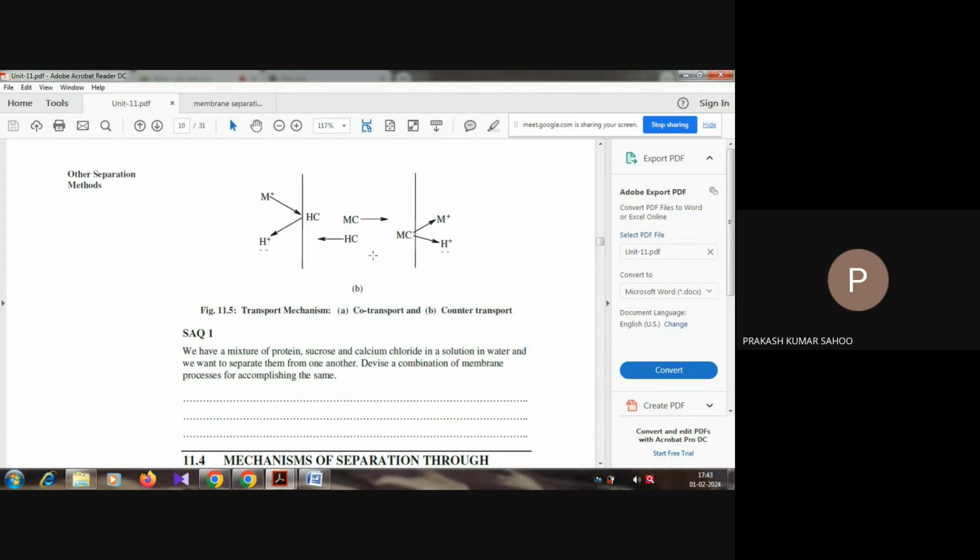So this is co-transport, and this is the counter transport. So in counter transport, what happens? This membrane, that is CH, will react with M as well as with H. So MC and HC. Then the MC will be separated, the M plus ion, and it will also give your H plus. So this middle phase is the separation mechanism, that is the membrane phase. And this is counter transport.